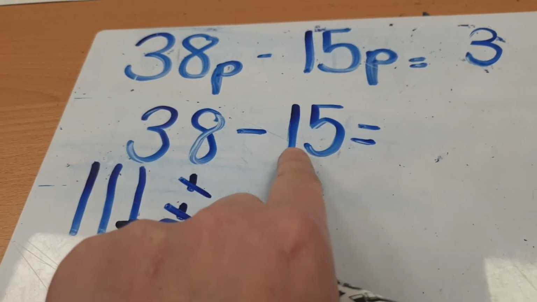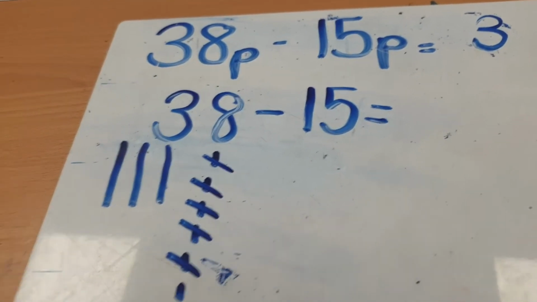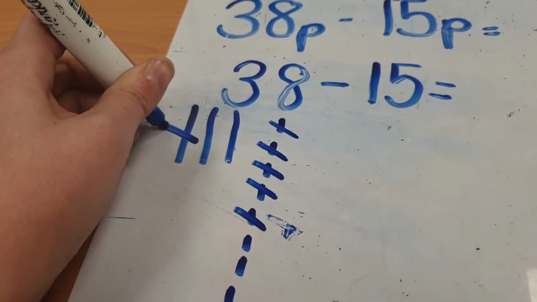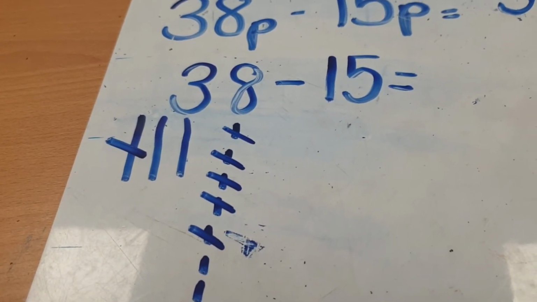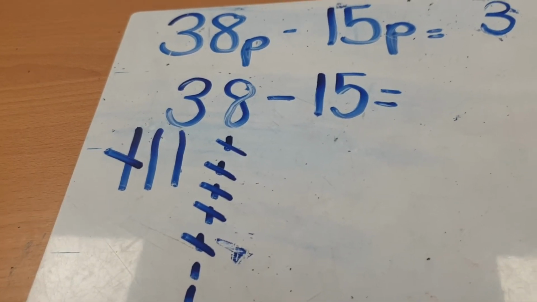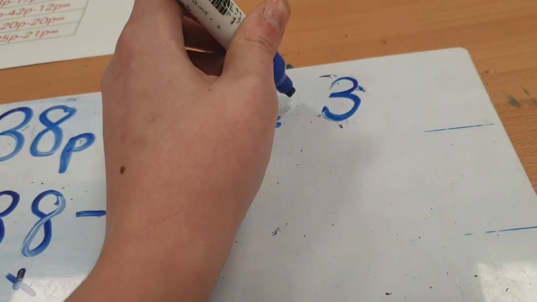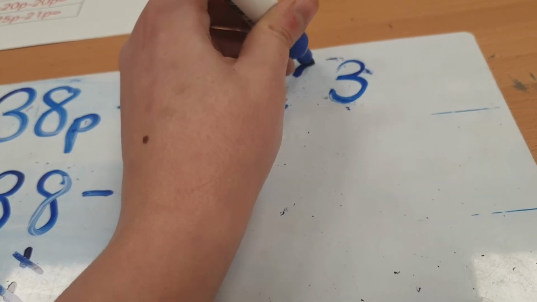So I need to take 1 10 away from my 3 10s. Let's get rid of 1. Bye. How many do I have left now? Well done. I have 2 10s left. Remember, your 10s number always goes before your 1s.